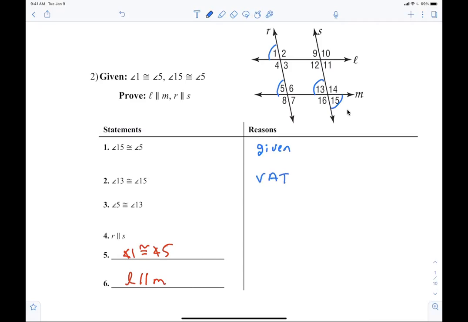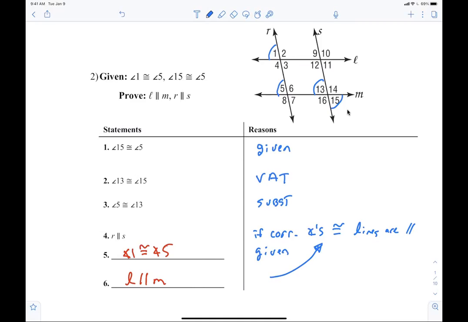Vertical angle theorem. And then 5 is congruent to 13 by substitution. And then the lines are parallel. Right. If corresponding angles are congruent, lines are parallel. Then angle 1 is congruent to angle 5, given. That was easy. All right, is everybody okay with that?